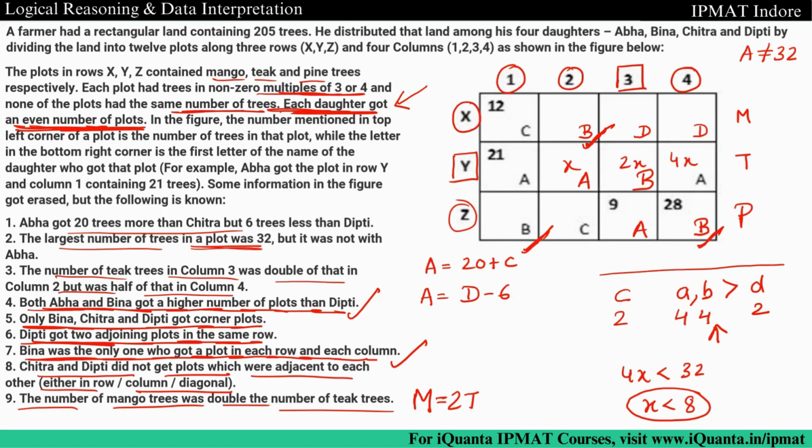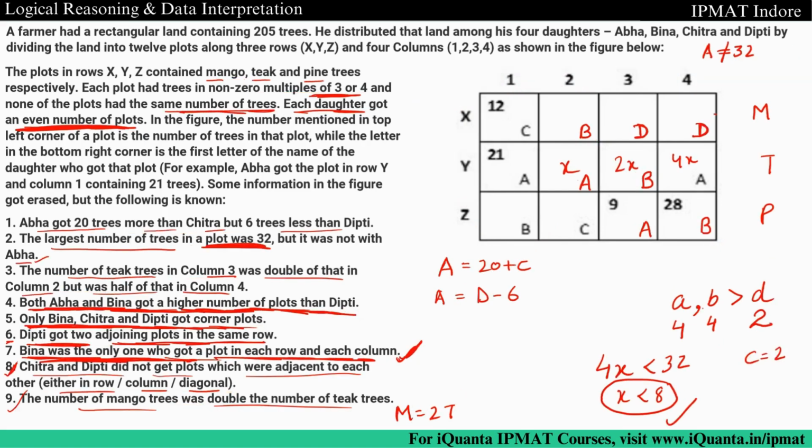Let's proceed further. Now right after this, we have to deal with the values of X possible. X is the number of trees in these plots, right? So we were given that each plot had trees in non-zero multiple of 3 or 4 and none of the plots had the same number of trees. So if every plot has number of trees in multiple of 3 or 4, then X obviously is the number of trees in a plot, right? So it will also be a multiple of 3 or 4. So X can be 3, 4 or it can be 6, right?